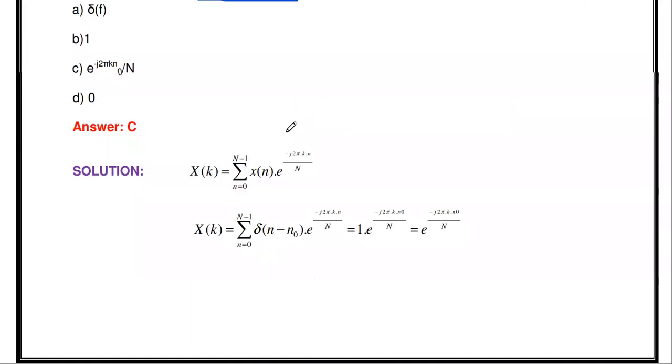Similarly, you find X of k by writing the DFT formula. Then in that formula, instead of x of n, we substitute the given signal del of n minus n naught. And we have to substitute the value of del of n minus n naught.